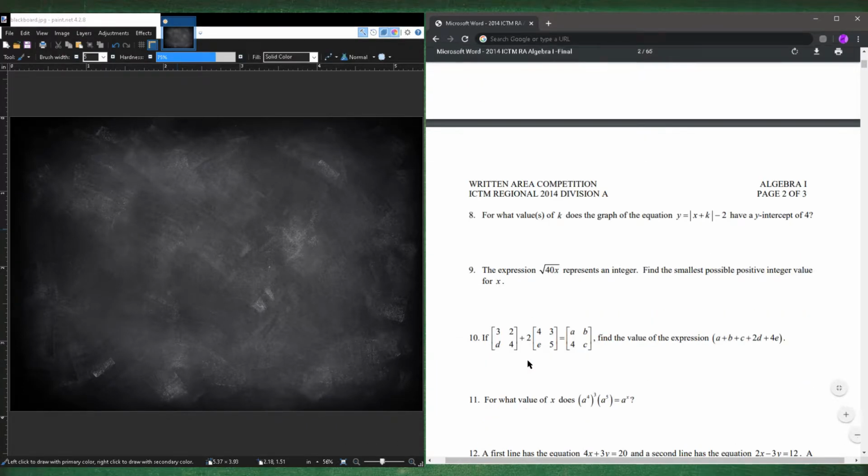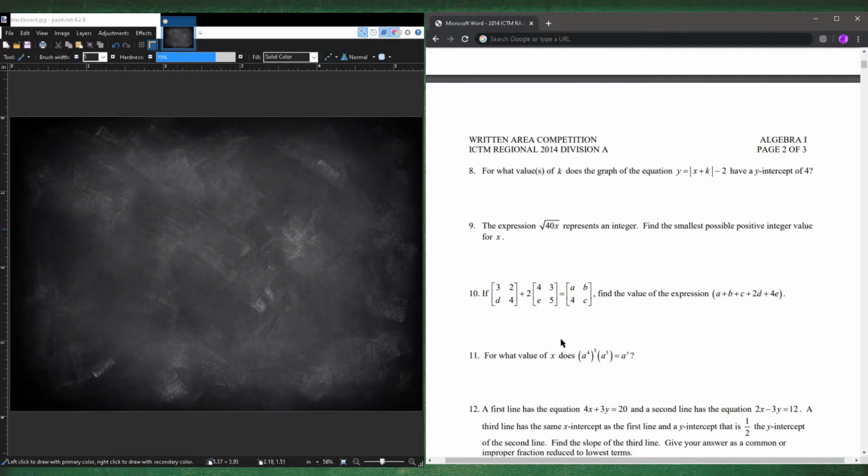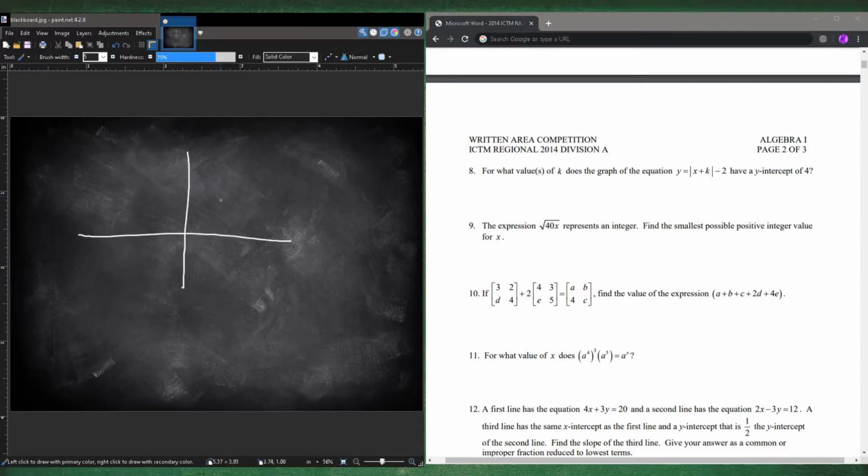Okay, number 8. For what values of k does the graph of the equation absolute value of x plus k, minus 2, have a y-intercept of 4? Okay, so let's kind of draw a graph. So I know that if you have y equals absolute value x, the equation looks something like this. It touches the origin and it's like this. Okay, so it's like a V. So if we had to move the graph around, so we had to plus k, and then we had to minus 2. So minus 2, that means instead of right here, it's going to be at -2.